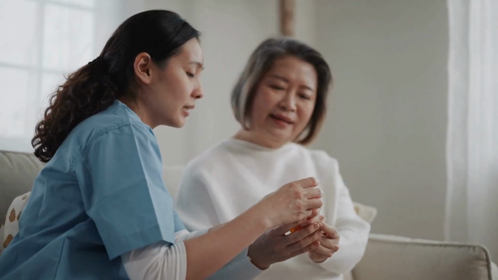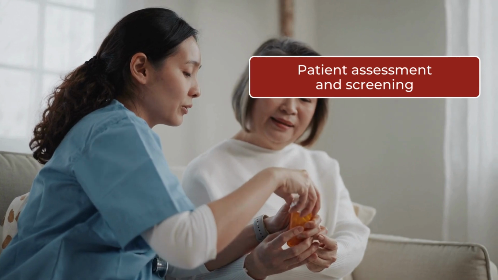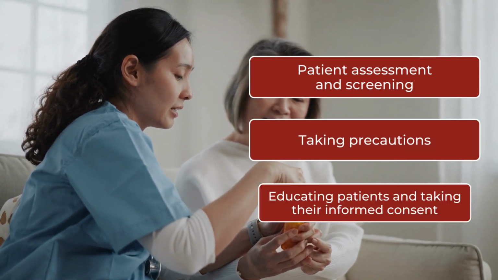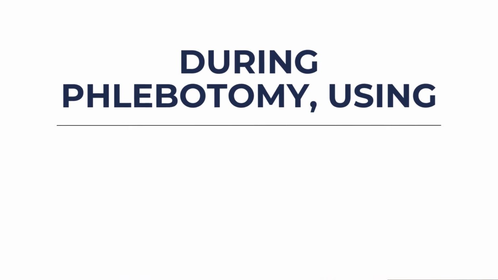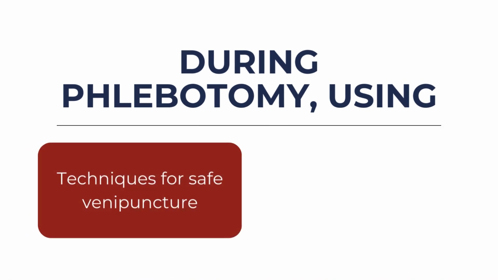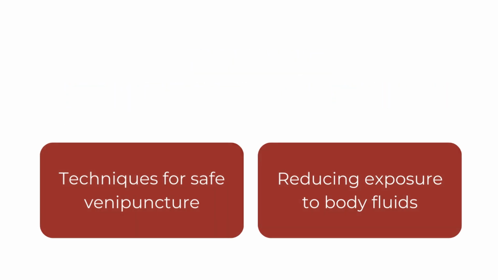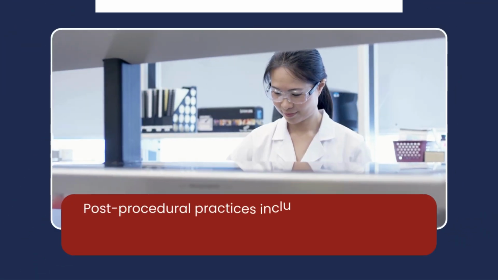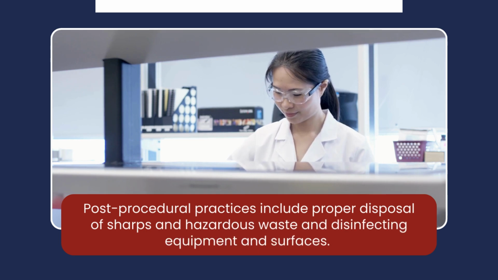The pre-phlebotomy procedural practices for infection control include patient assessment and screening, taking precautions, educating patients and taking their informed consent. During phlebotomy, using techniques for safe venipuncture and reducing exposure to body fluids is paramount. Post-procedural practices include proper disposal of sharps and hazardous waste and disinfecting equipment and surfaces.